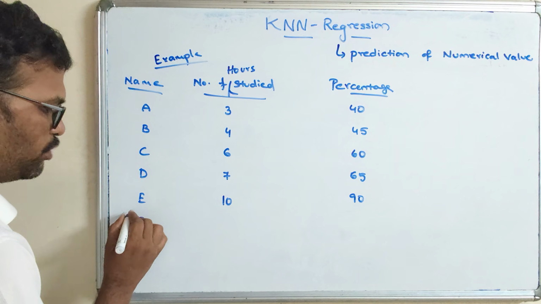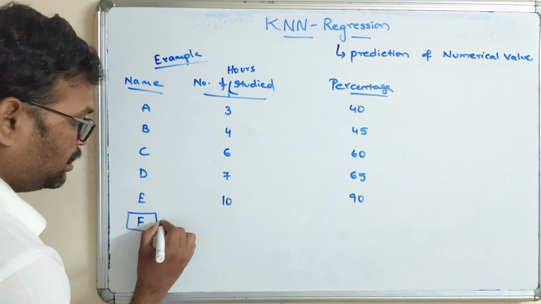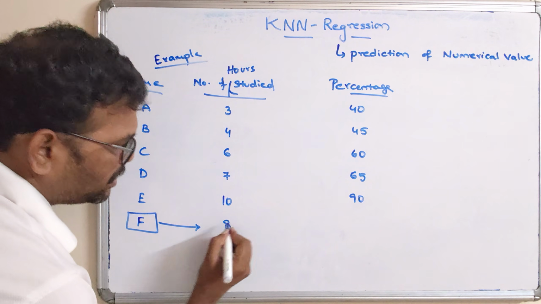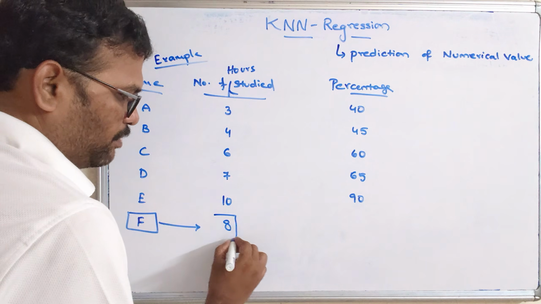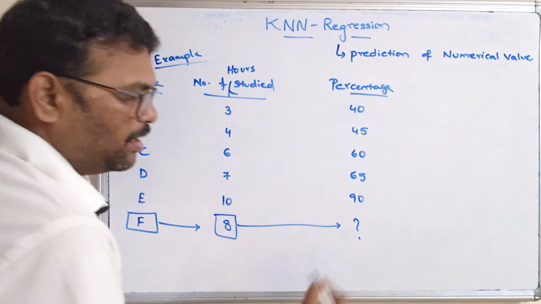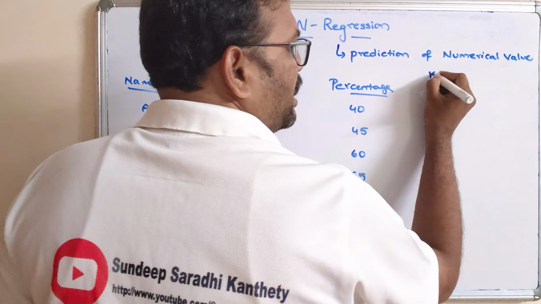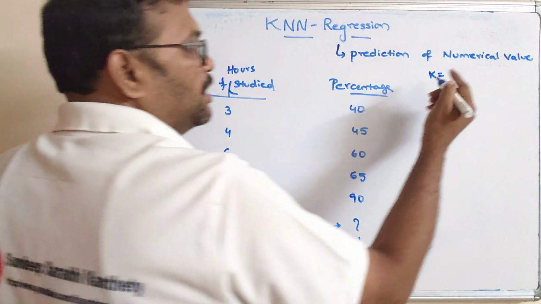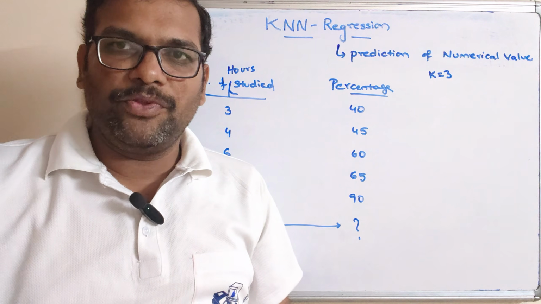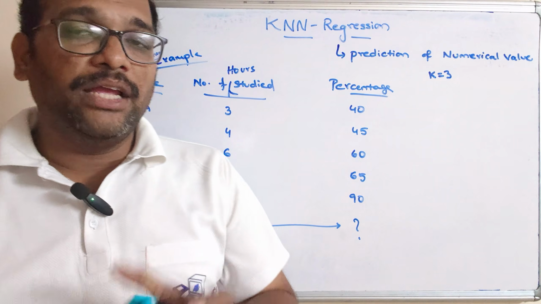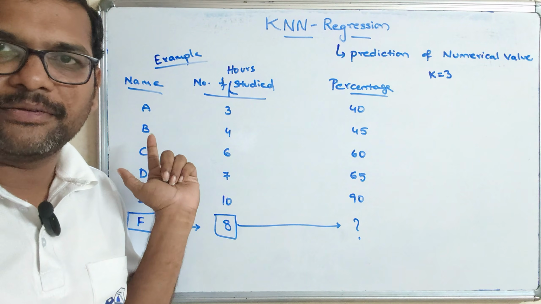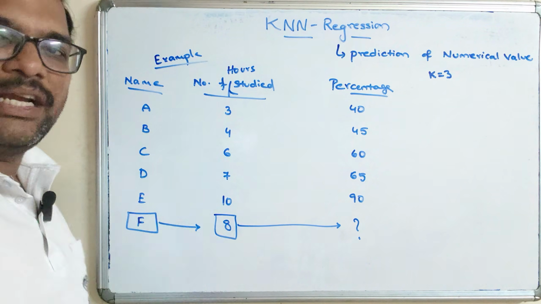Now student F studied 8 hours. What will be that particular person's percentage? This is the question mark. How do we do it? We consider the k value, that means how many neighbors we need to collect. Let us take it as 3. Always we are supposed to take odd numbers, and it should not be 1, because if you consider only 1, the complete prediction will depend upon only one data point. So let us take it as 3.